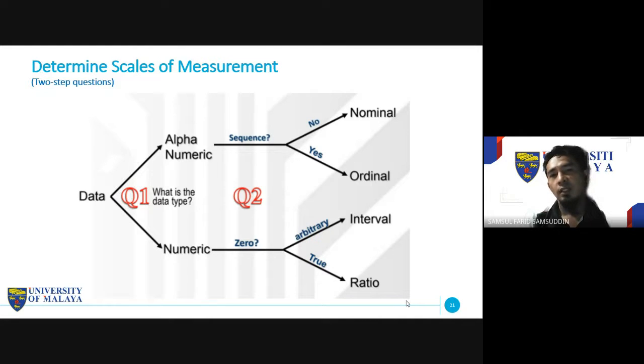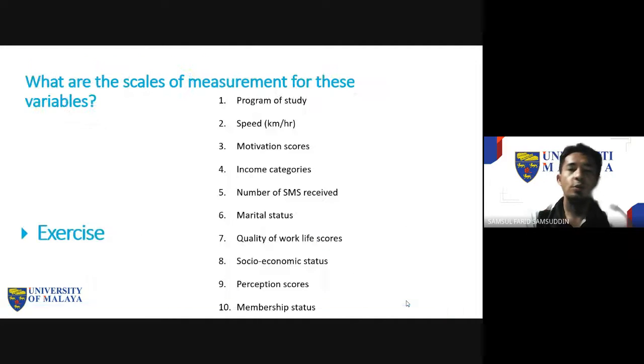For example, level of education, level or status of income, status of income, not income as a number. All right, and then if your data is numeric, so the question number 2, whether the zero is arbitrary zero or true zero. If arbitrary zero, it is interval, and if it is true zero, it's a ratio.